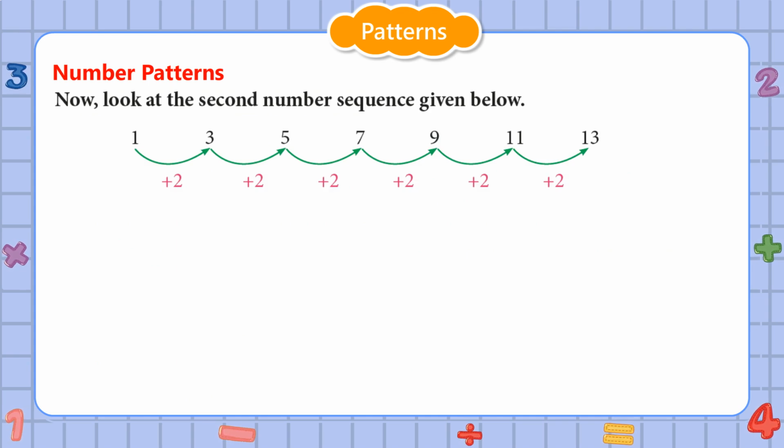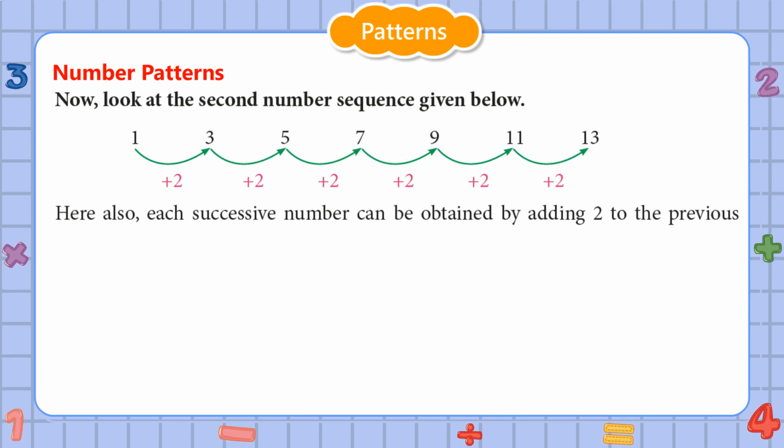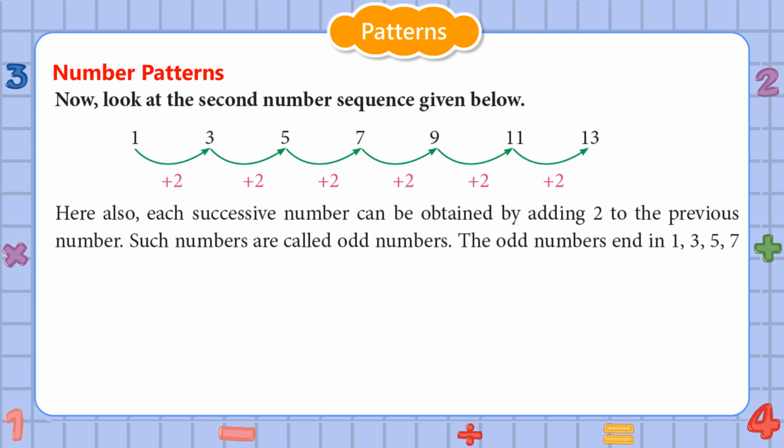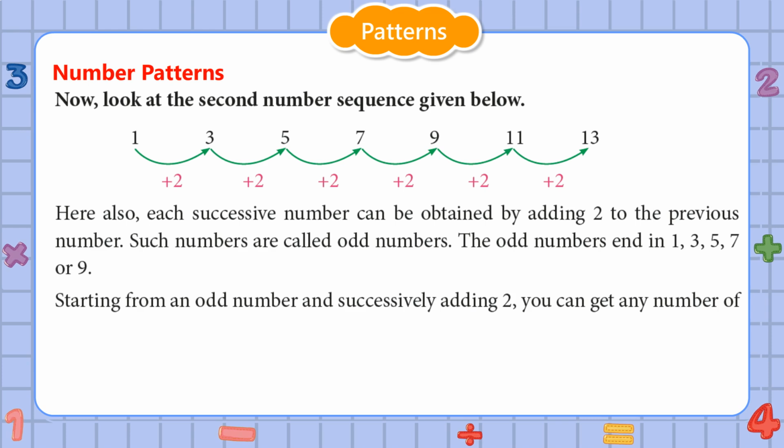Now, look at the second number sequence given below. Here also, each successive number can be obtained by adding 2 to the previous number. Such numbers are called odd numbers. The odd numbers end in 1, 3, 5, 7 or 9. Starting from an odd number and successively adding 2, you can get any number of odd number patterns.